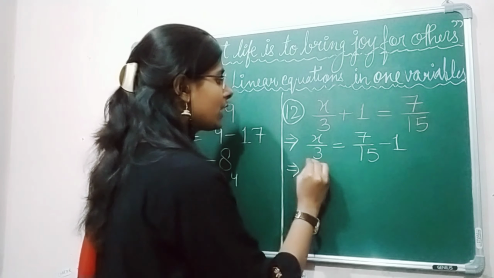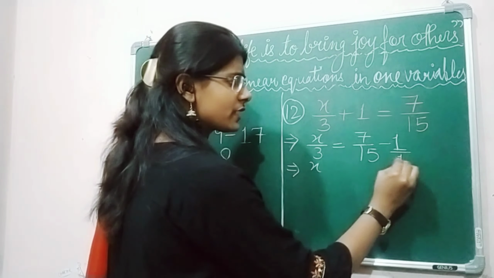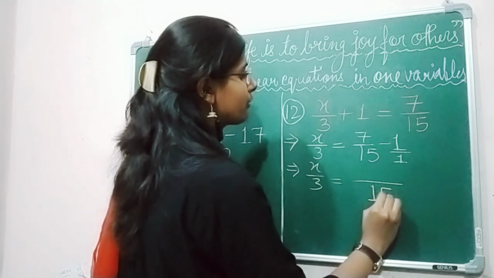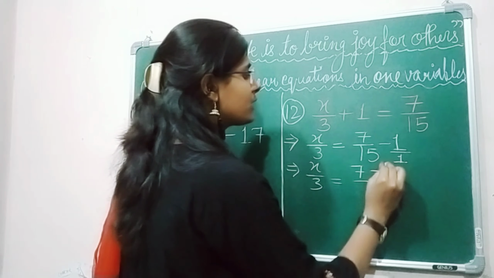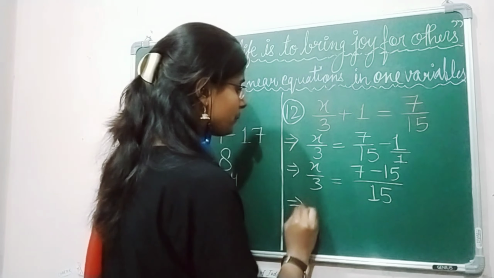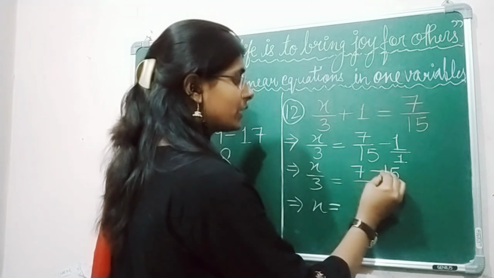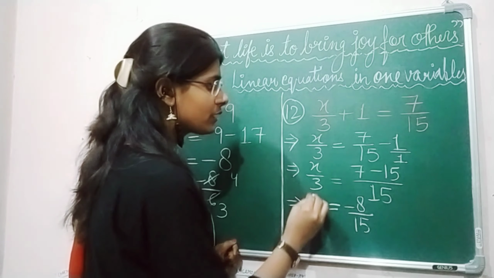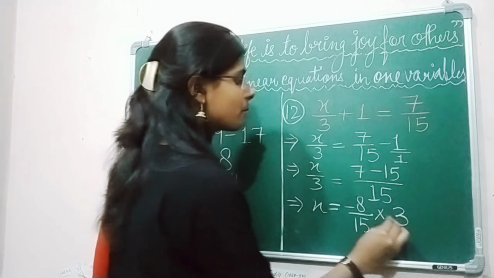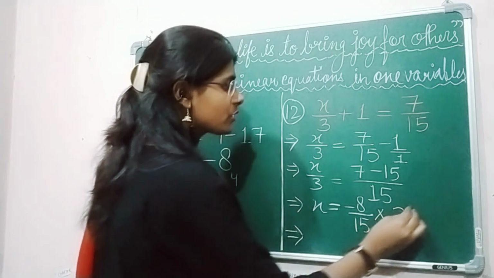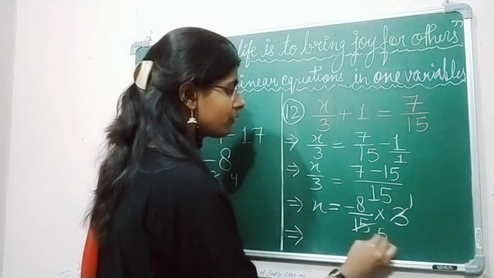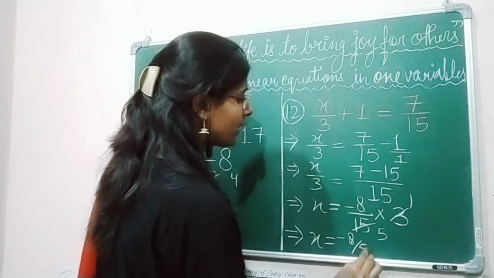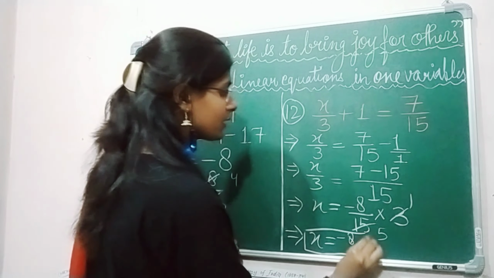Now you need to take LCM. You could consider 1 here. Now you will take the LCM. You will get 15 as LCM of 15 and 1, and then 7 minus 15. The answer would be nothing but minus 8 by 15 and this 3, right? This 3 is in division. It will go in multiplication. After you solve 3 1s are 3 and 3 5s are 15, you would get x is equal to minus 8 by 5 as your final answer.